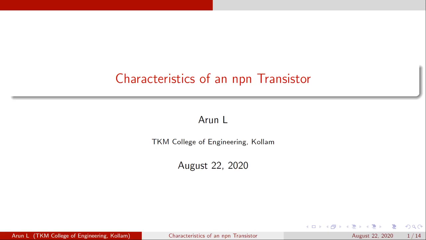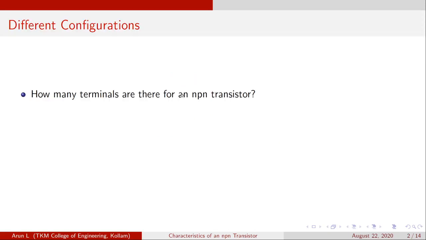Welcome to this presentation. Today we will discuss the characteristics of an NPN transistor. So we have seen that an NPN transistor has three terminals, but to connect the NPN transistor in a two-port network configuration, you need four terminals.